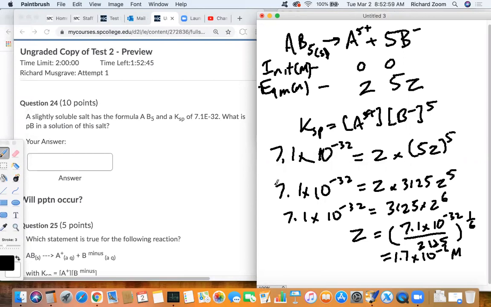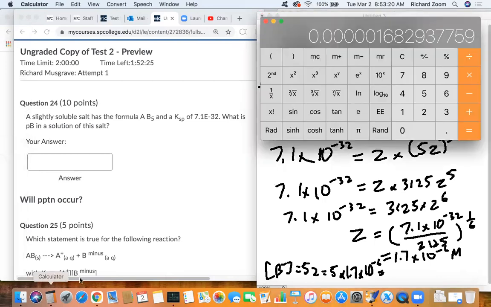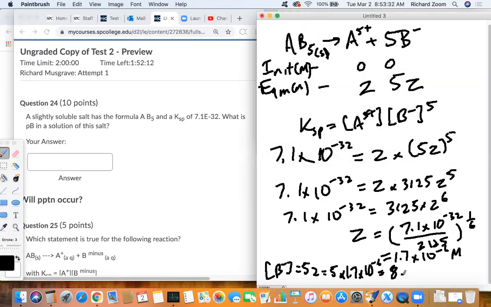It's the negative log of the concentration of B, but B is actually 5Z. So the concentration of B minus is equal to 5Z, and a lot of people forget this step, times 1.7 times 10 to the negative 6. So times 5, and then I take the log of that. That's 8.41 times 10 to the negative 6, or 8.4 times 10 to the negative 6.